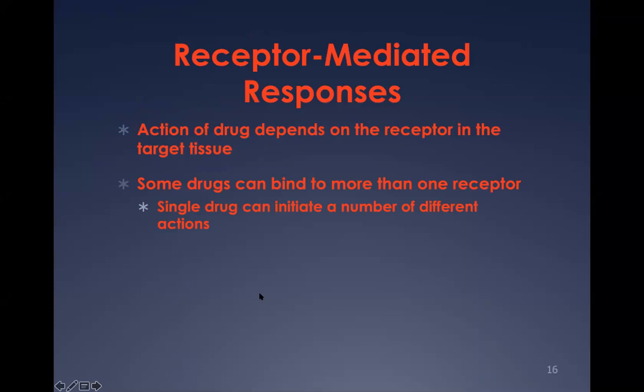So keep in mind that with receptor-mediated responses, the action of the drug depends on the receptor in the target tissue. So one key point is, if I'm going to have an antidepressant effect, let's say, then the action is going to depend on the receptors that are present in my brain. Okay. Now that brings up a component that's a pharmacodynamic response.